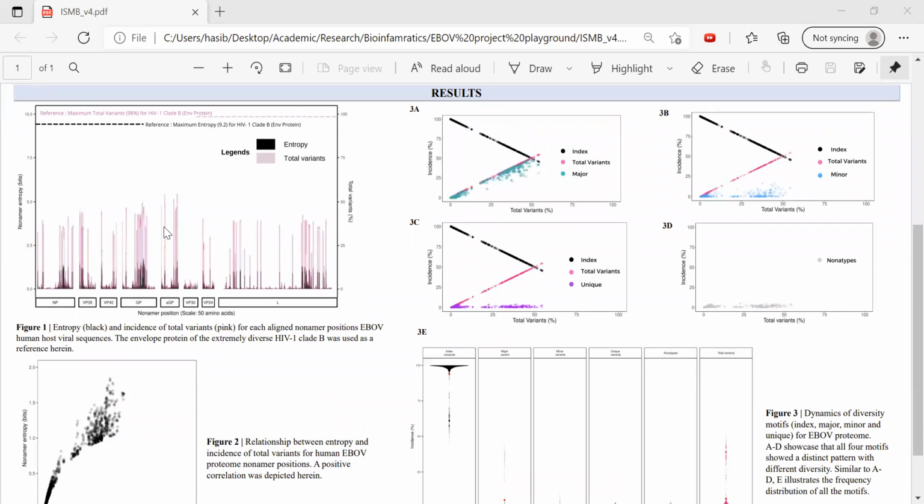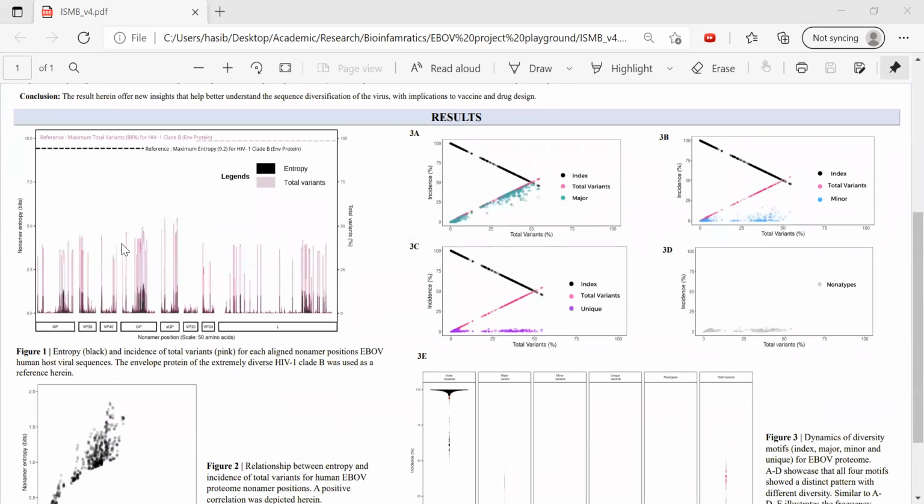We started with 23K sequences for ZEBOV. However, after deduplication, it dropped to 2,706 unique sequences. This is a huge drop of 88.5%, indicating a high redundancy in the database sequences. As you can see here, Figure 1 provides the ZEBOV entropy plot and incidence of total variance. The entropy is illustrated by black color on the left y-axis, and the incidence of total variance is shown by pink color on the right y-axis for each of the aligned monomer positions.